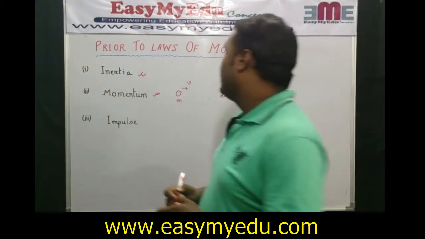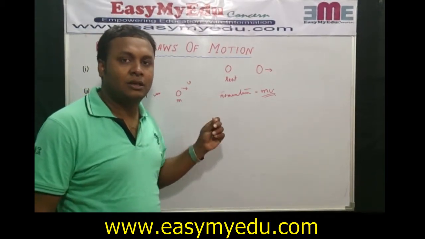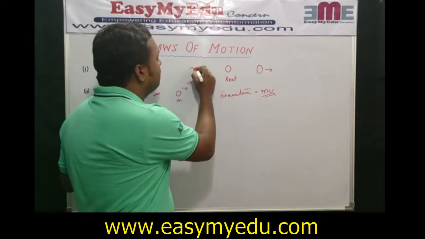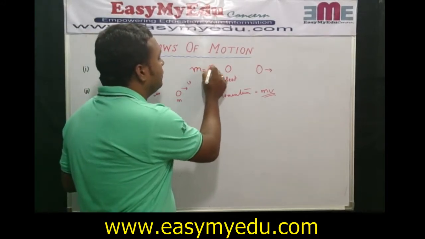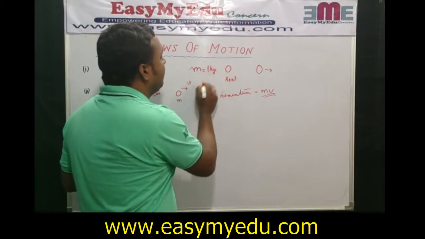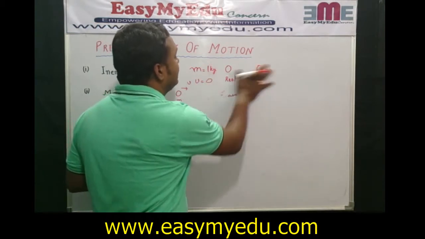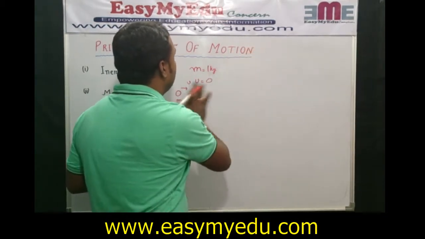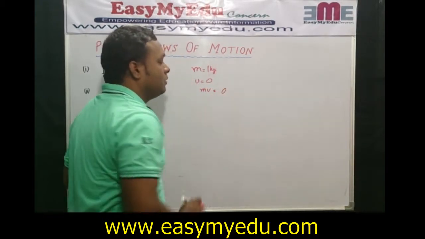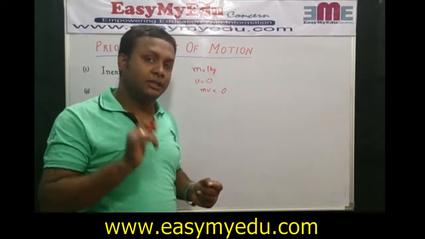So what will be the momentum of a body that is at rest? The momentum will be 0. Why 0? Because here m will be some value, suppose the mass of an object is 1 kilogram. If it is at rest, that means the velocity is 0. So if velocity is 0, then mv equals 0. That is, the momentum of a stationary object is 0.